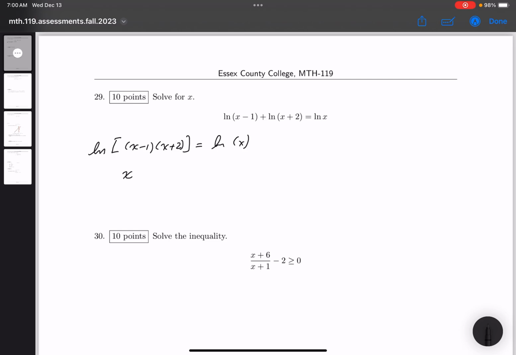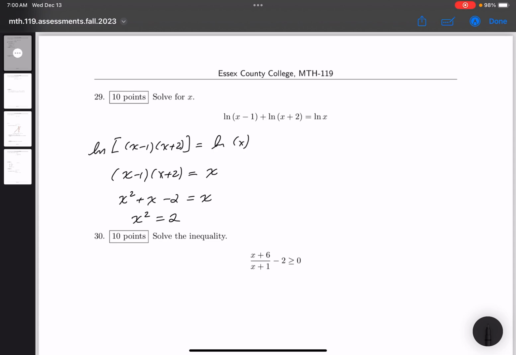The arguments are going to be equal. So x minus 1 times x plus 2 is the same thing as x. I'm going to multiply it out. You get x squared, plus 2 minus 1, which is plus x, and then minus 2, and that equals x. Quadratic, and I'm going to take x from both sides, and you get x squared. I'm going to also add 2 to both sides.